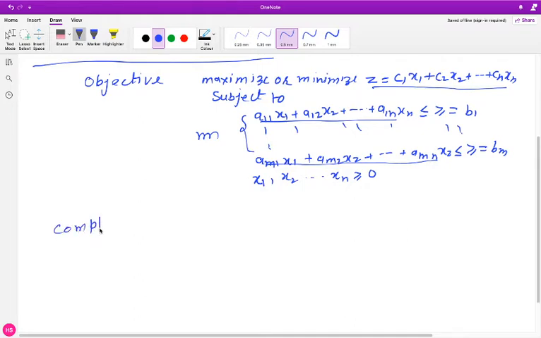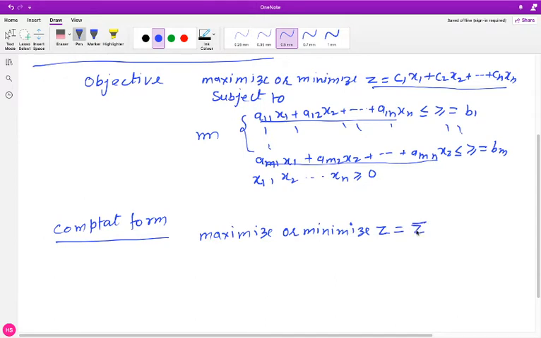Compact form. This entire linear programming problem can be written as maximize or minimize z equals summation i equals 1 to n ci xi. Here c is known as the cost of an object and x is known as the decision variables.